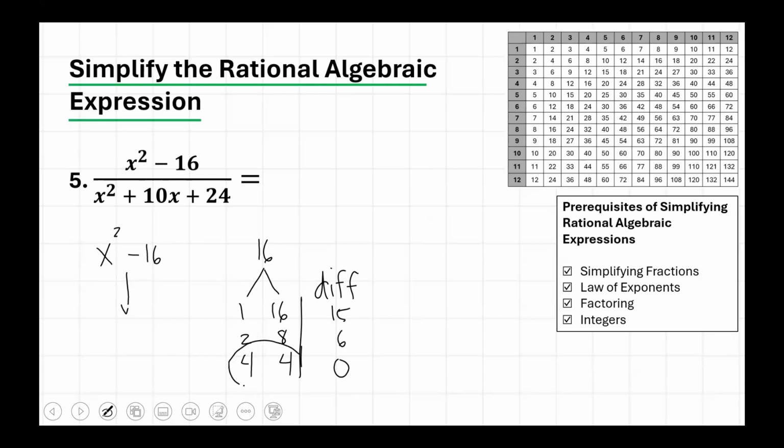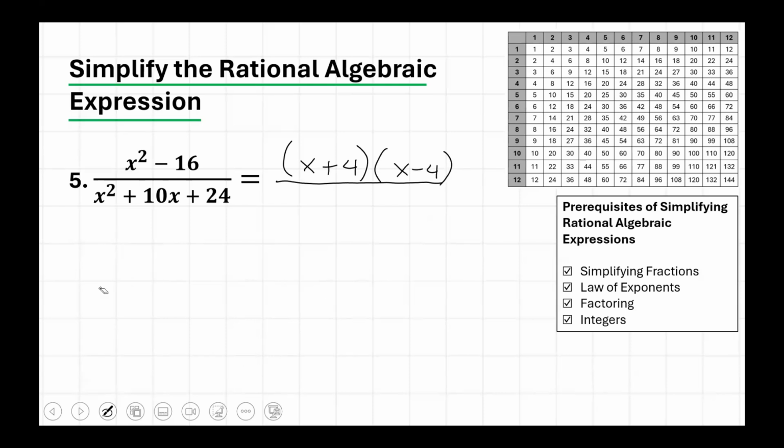So therefore, we're going to use these factors. Since we are aiming for a negative 16, one of which will have a negative sign. So you can choose between those two. Now, in my numerator, I can rewrite it as x plus 4 multiplied by x minus 4.